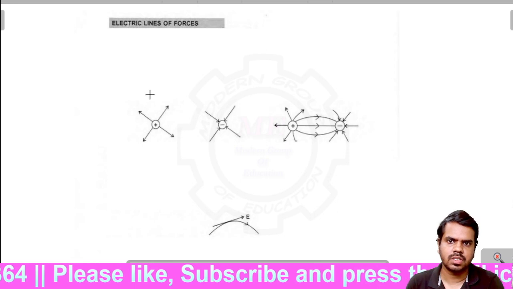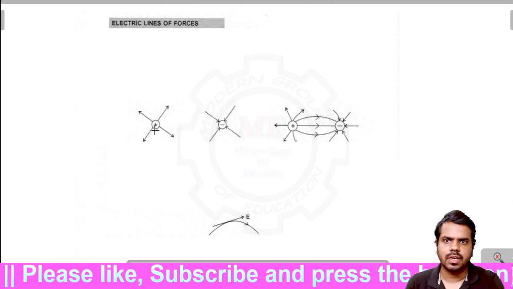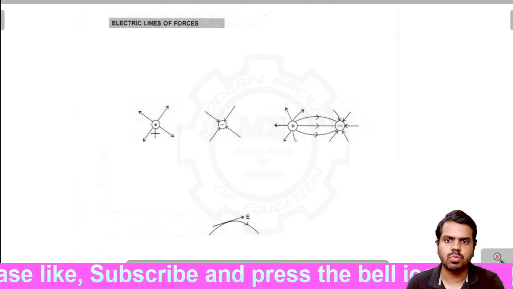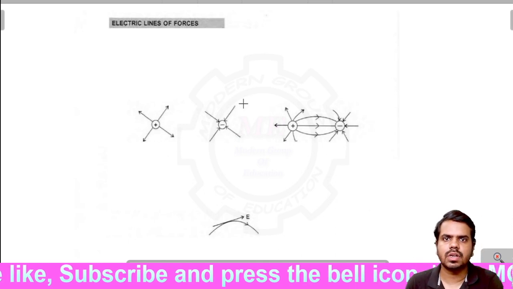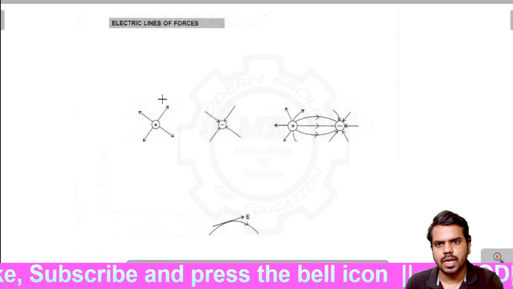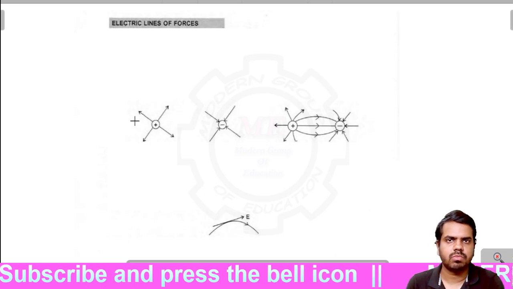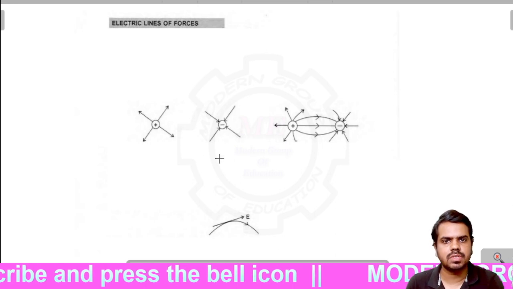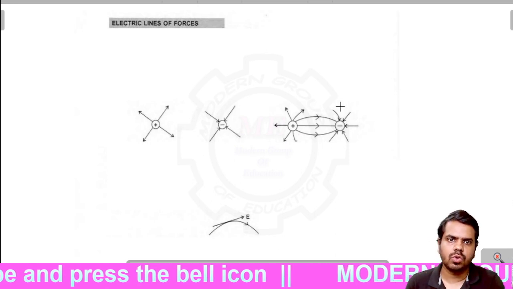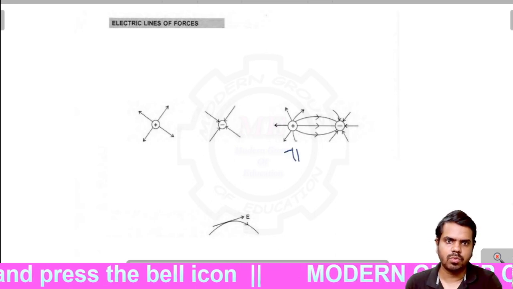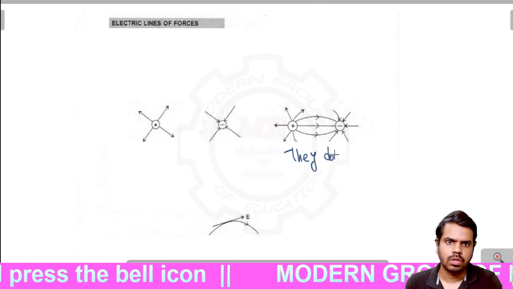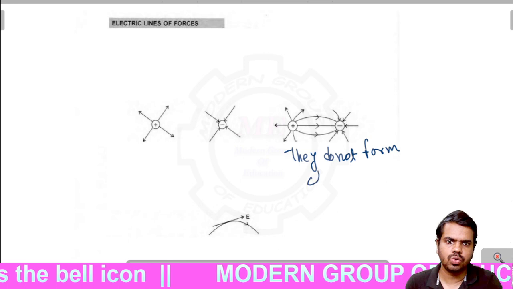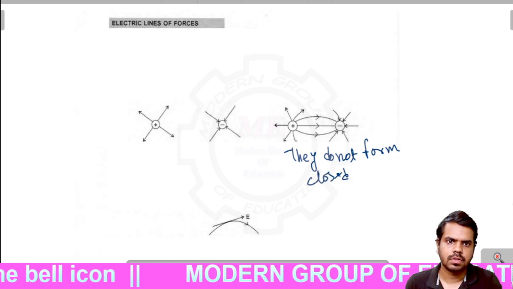Electric lines of forces, here you can see that the electric lines are always emerging from positive charges, and it gets into negative charges. Electric lines are always emerging out from the positive charges and get into negative charges. They do not form closed loops.